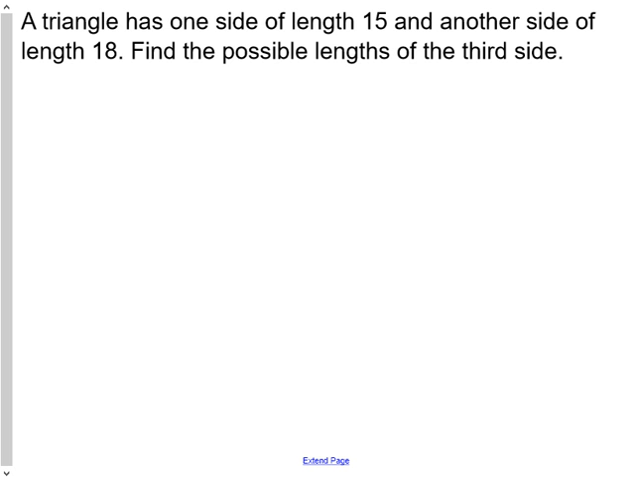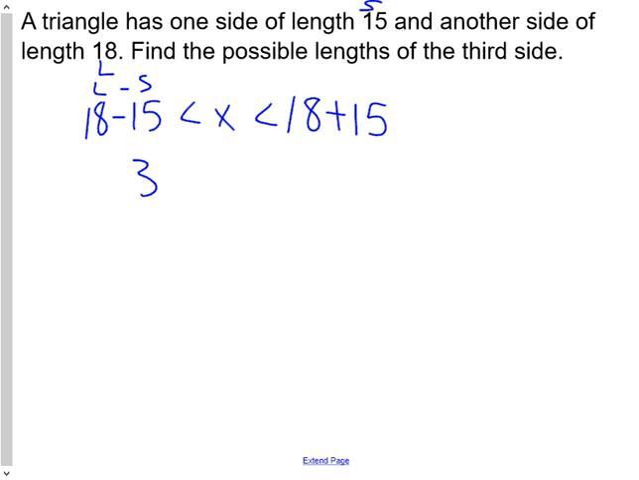Next one, triangle has a side of length 15 and another of 18. Find the possible length. Using the formula I just showed you, go ahead, give it a go on your own. Using the formula, this is what it looks like. Again, 18 is a large number, 15 is a small. Large minus small gives us 3, less than x, less than 18 plus 15, because again, we're adding them. So 3 is less than x, and x needs to be less than 33. Otherwise, it would be too long and it'd be a straight line.